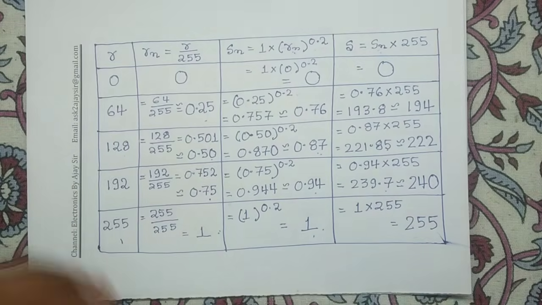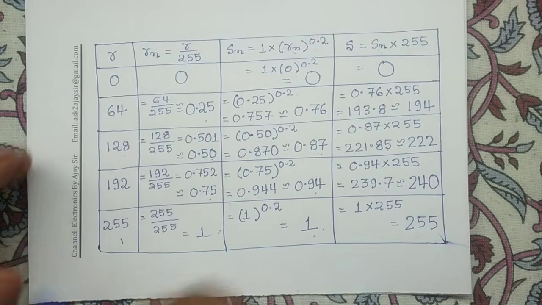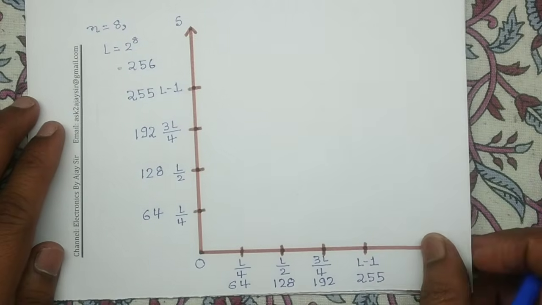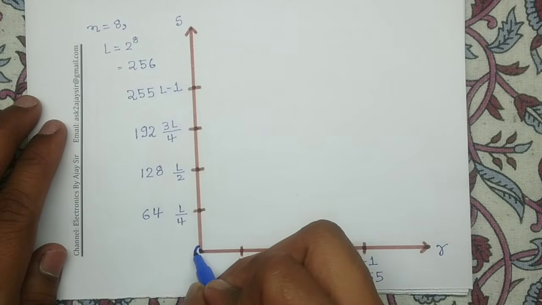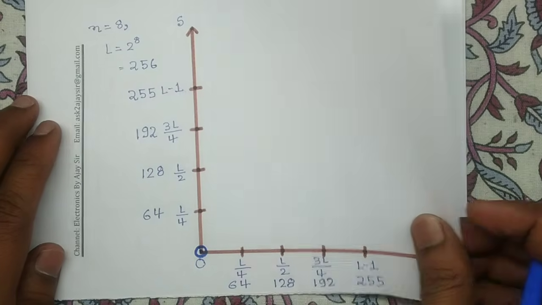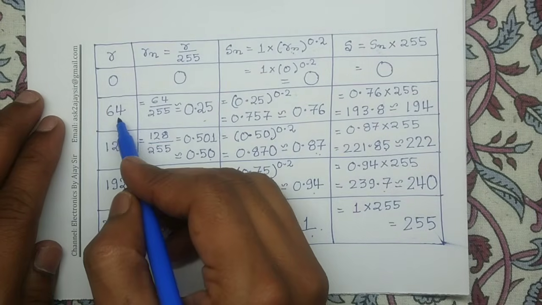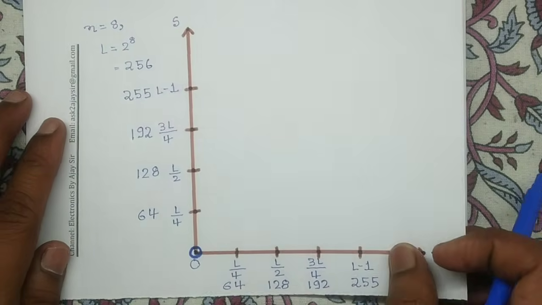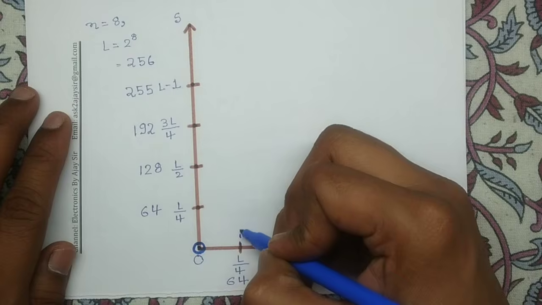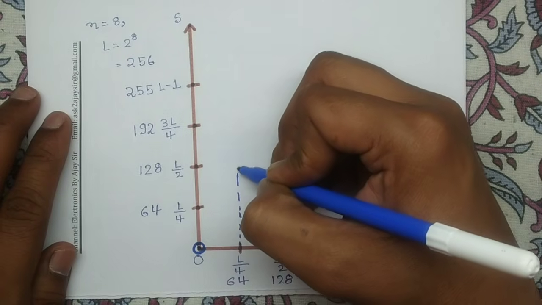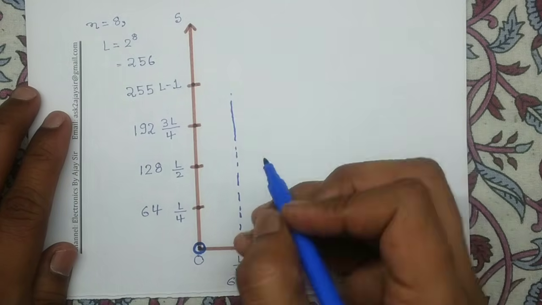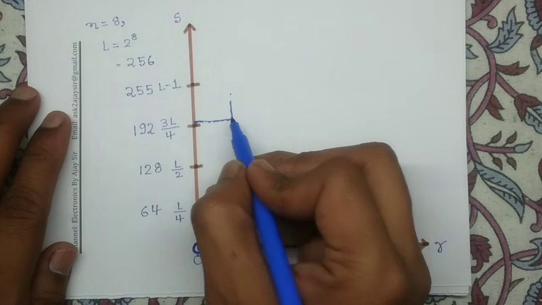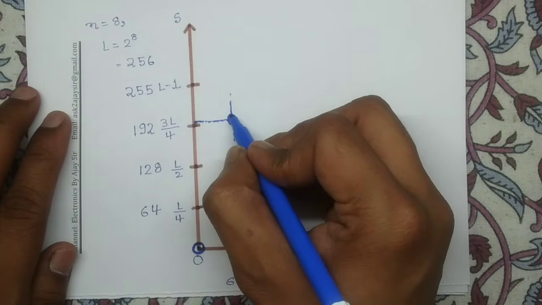First point, when r equals 0, s is also equal to 0. So when r equals 0, s equals 0, representing the origin. Next point, when r equals 64, s equals 194. When r equals 64, s equals 194, very close to this point, tentatively representing this point.